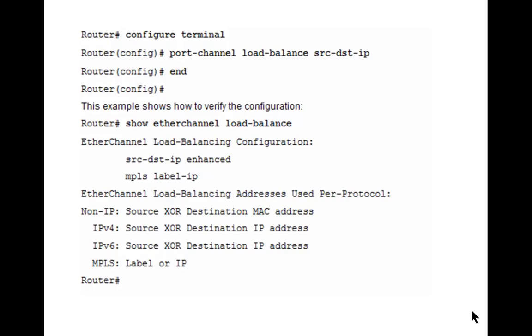Here's an example showing load balancing being configured using source destination IP address, and then verifying. You can see here that source destination IP enhanced is used, where the enhanced is just specific depending on which policy feature card you've got present in a 6500.